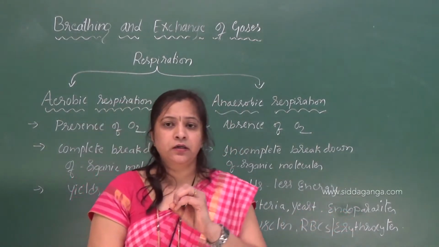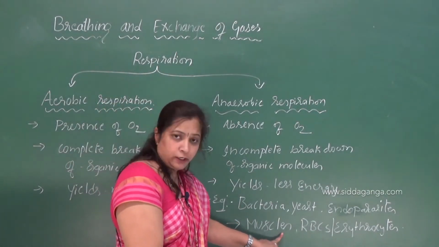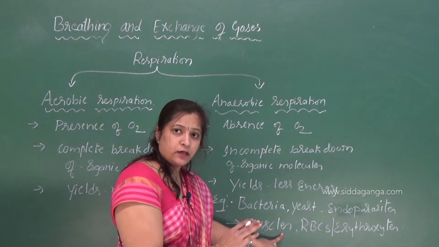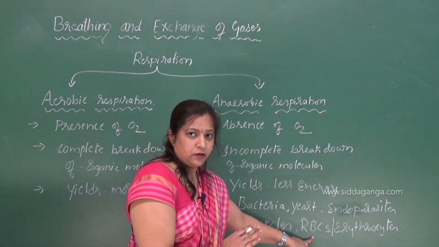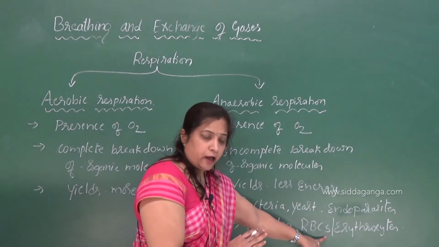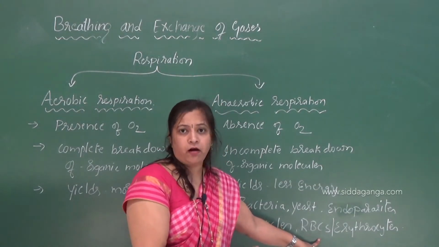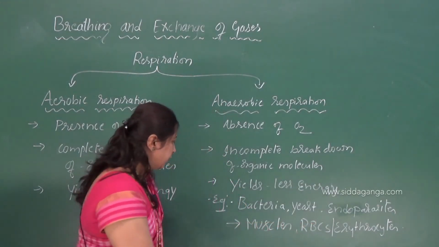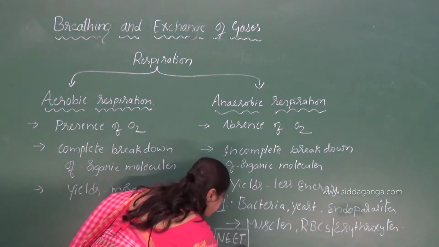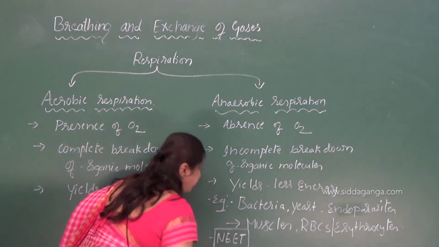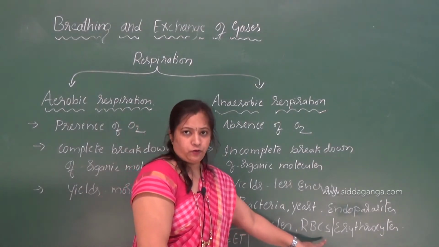So in humans, the cells which carry out anaerobic respiration are muscles, only during strenuous exercise, and RBCs, due to the lack of mitochondria. This question may be asked for your NEET. Name the cells in the human body that carry out anaerobic respiration: muscle cells and erythrocytes.